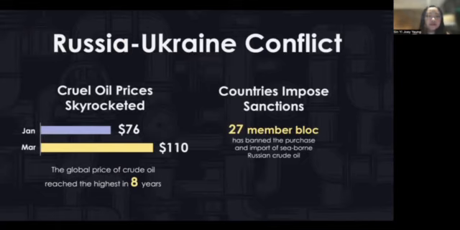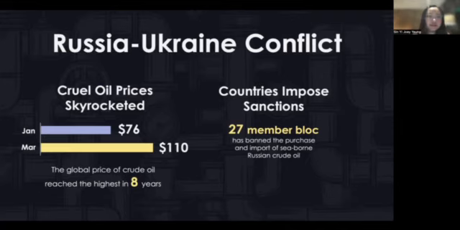However, the conflict between Russia and Ukraine affected the global energy market. At the beginning of January 2022, crude oil prices stood at around $76 per barrel. By March, these prices had risen dramatically to $110 per barrel. The Russia-Ukraine conflict shocked the global price of crude oil, making it reach the highest crude oil price in 8 years. The escalation of the conflict led to a severe diplomatic and economic backlash.